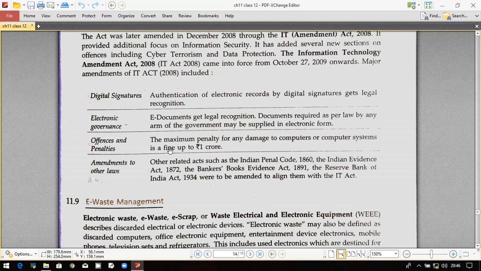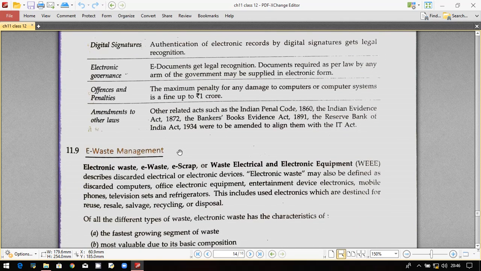Then offenses and penalties, that is, a fine up to 1 crore can be imposed if they are found guilty of a certain set of crimes here. Okay, amendments to the other laws are also under this total amendment of 2008 Act of IT. Okay, now the next thing is about e-waste management.